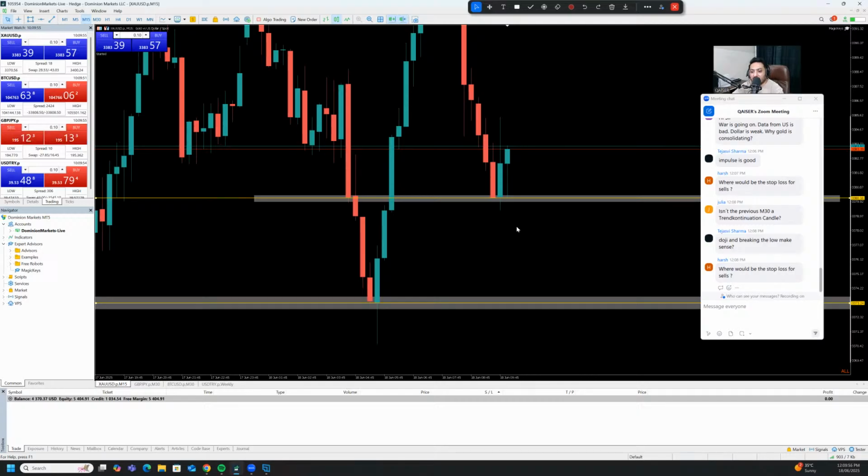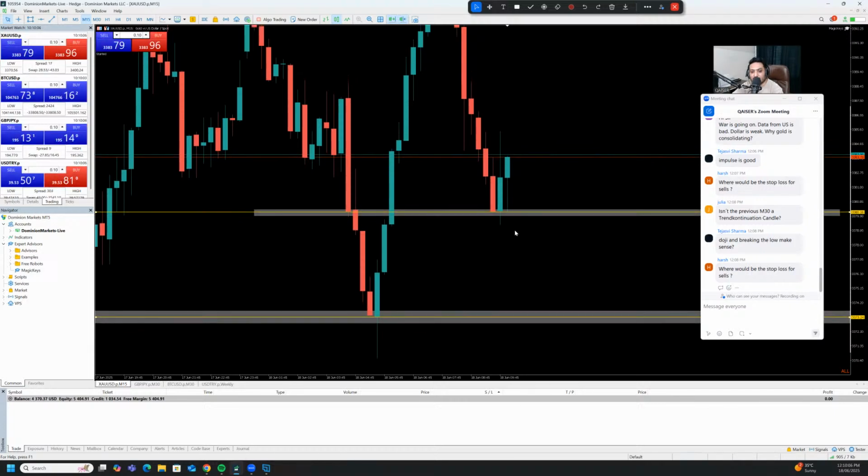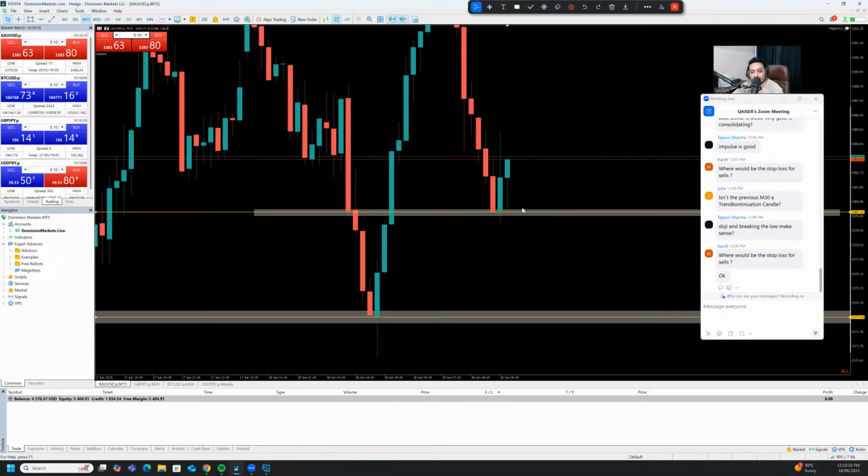Where would be the stop loss for sells? Let's see. We're not going to be getting any sells right now. It's just rejected from the support area. So no sells right now, buddy. Let's just wait more. We'll see what structure we're going to face there. Depending on the structure, we will decide what risk I'm going to take and what stop loss I should choose there, the best stop loss.